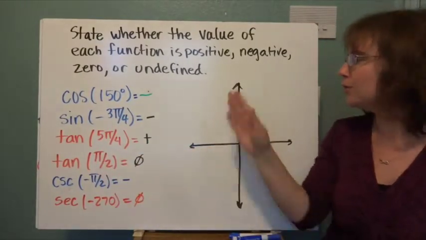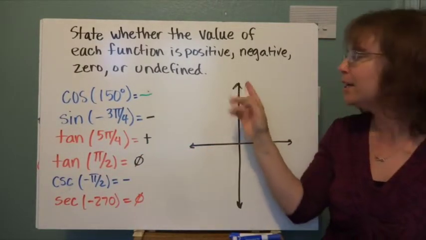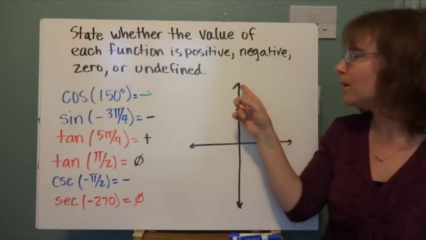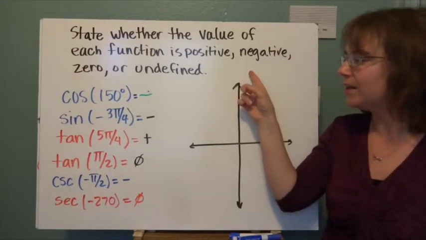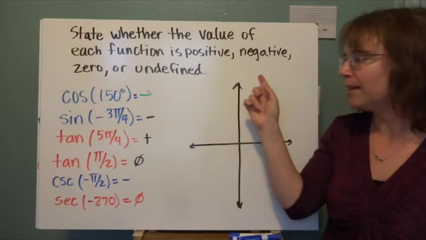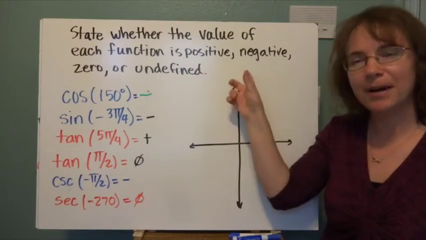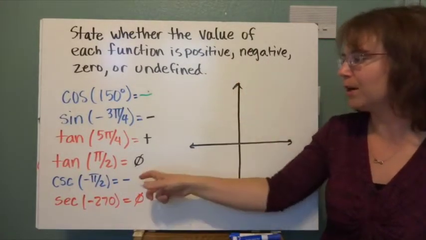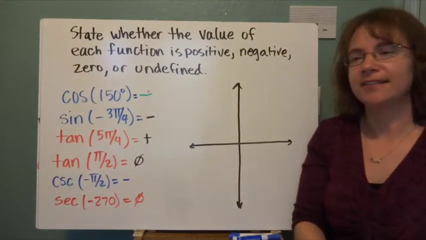Tangent of pi over 2. That's up here, pi over 2. My coordinate values, remember, are 0, 1. And so if I have 0, 1, I'm dividing my y by my x, so 1 over 0. So that's going to be undefined.